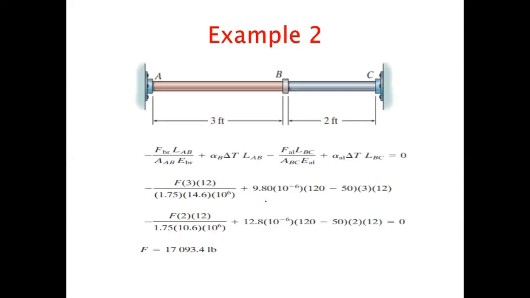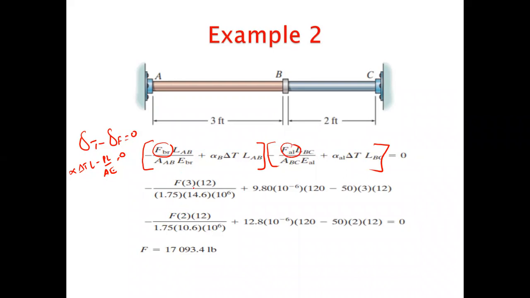Now we have the compatibility equation. You know that in the compatibility equation we have delta T minus delta F equals 0. Remember this one? Delta T is alpha delta T L, and delta F is PL over AE, equals 0. So here we make a compatibility equation, in which this is for the brass rod, F_BR, and this is for the aluminum rod, F_AL.